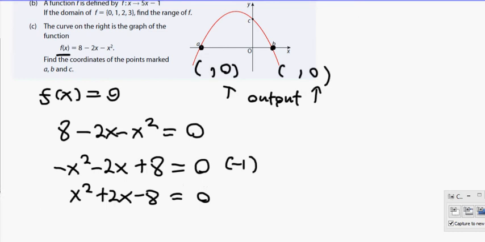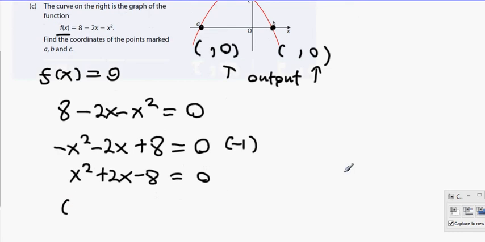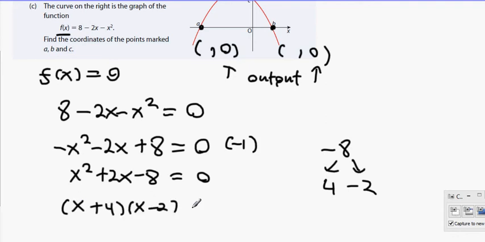Now what we do is we factorize. Minus 8 is the reference number. We need two numbers that multiply together to give you minus 8, but when they add together give you plus 2. Any ideas? 4 and minus 2, which is perfect. So the answer is going to be x plus 4, x minus 2 equals 0. x equals minus 4 and x equals 2.